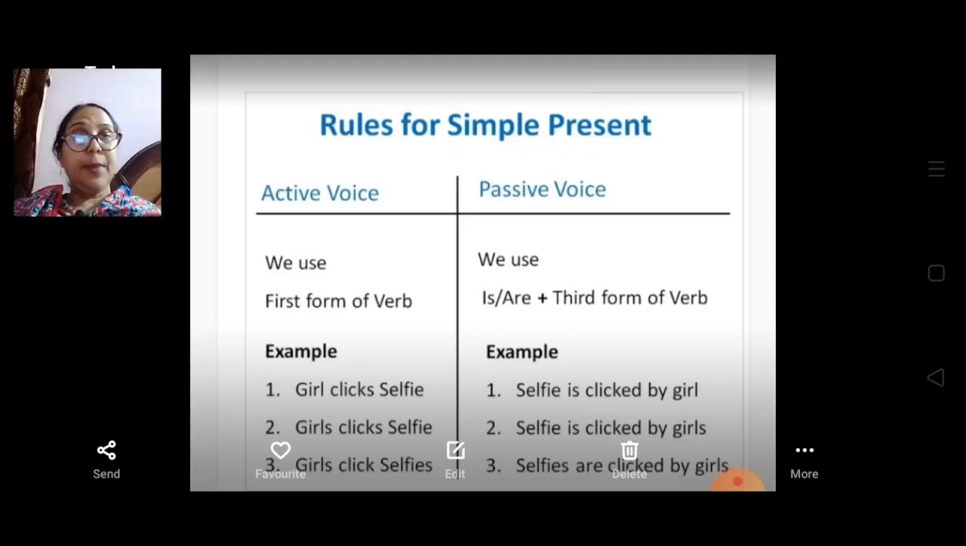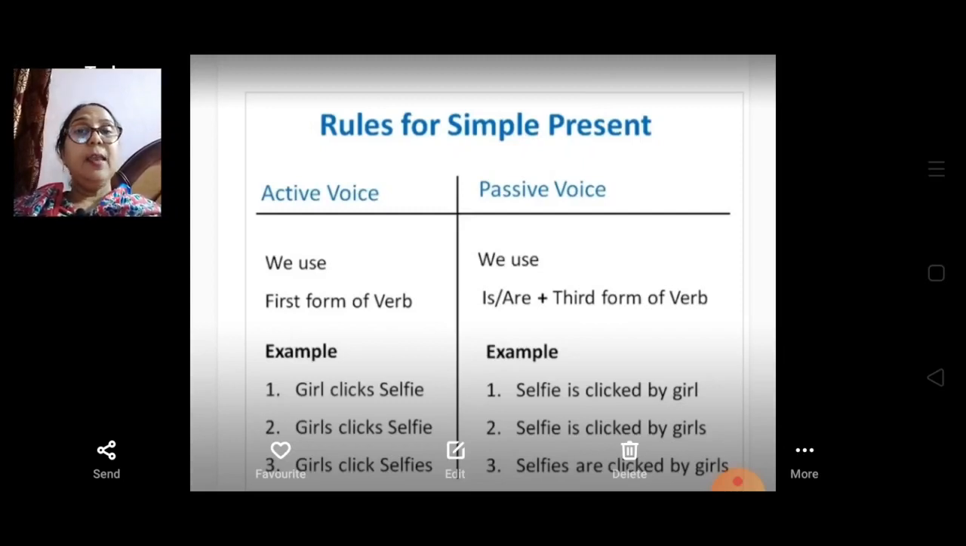In the first example, you can see girl clicks selfie. Clicks is in the present tense, and the verb is written in the present tense because the girl is singular. That is why the s is used. So girl clicks selfie, and we recognize this sentence because it is written in the simple present tense, so we will make it in passive voice: selfie is, because girl is singular.